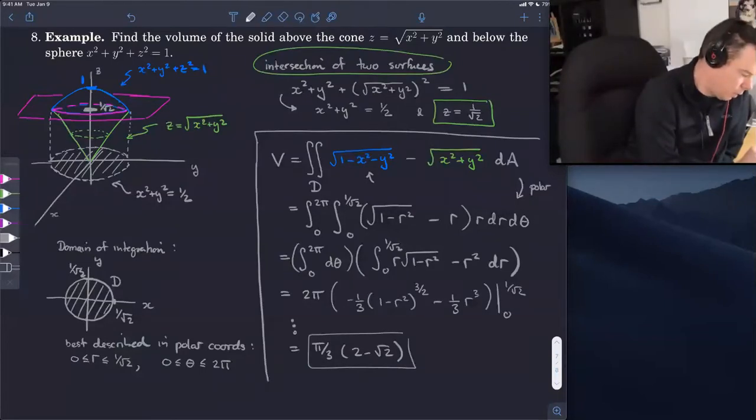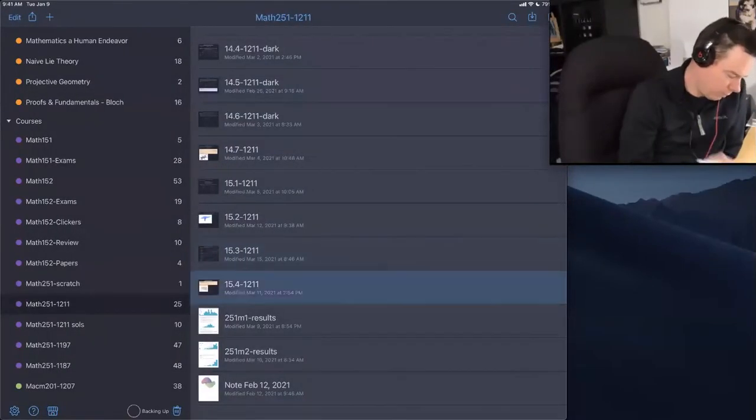All right, so we're going to head now into section 15.4.